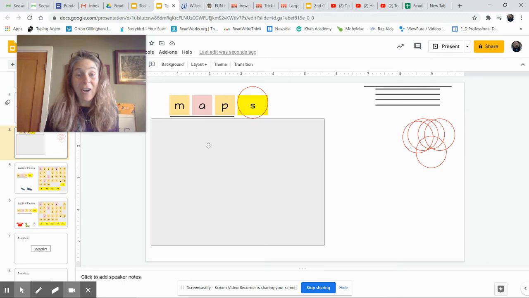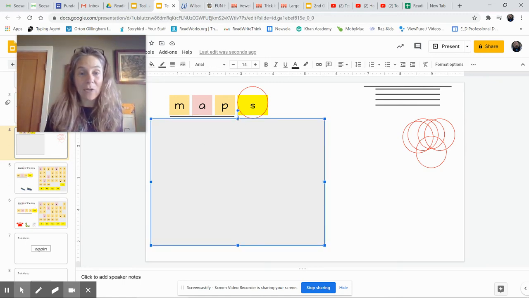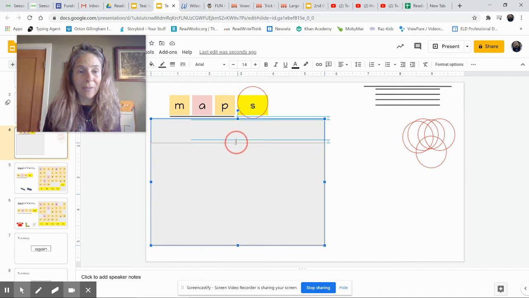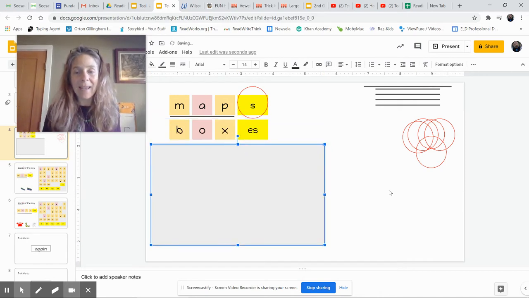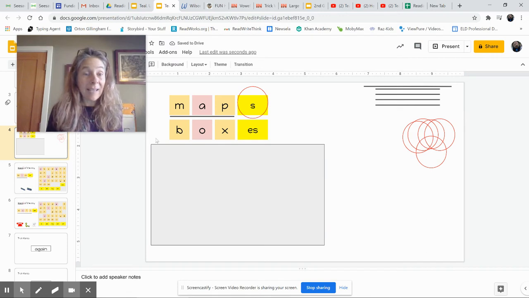Okay, let's look at our next word. Okay, I'm going to drag my box down to reveal my next word. Yay! Okay, my next word is, let's tap out that base word. Box. And then I have my suffix es is boxes. So remember, if our base word ends with an X, if it ends with an S, if it ends with a CH or an SH or a Z, then we add ES as our suffix to make it plural.